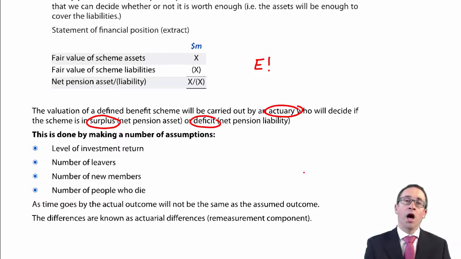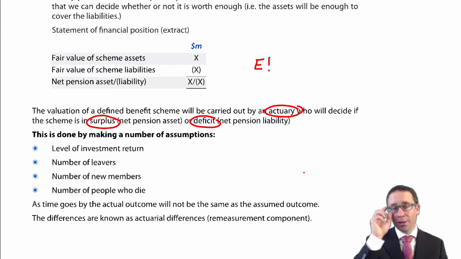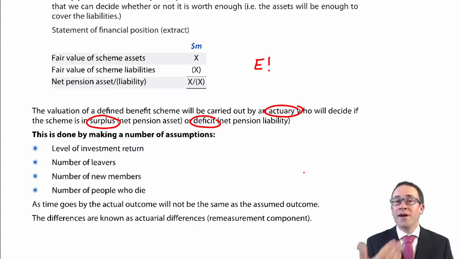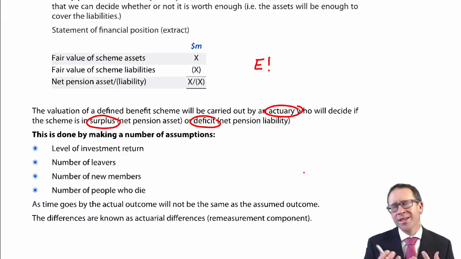They may have moved to another business. The number of new members, obviously, the more new members join, the more that we need to start to accrue on the liability. And then the number of people who die, a little bit morbid, isn't it? But if people start to live longer, then we need to accrue more and we need to invest more, don't we? Okay, so that will change the estimates that the actuary provides us with. And that's the issue that we get.